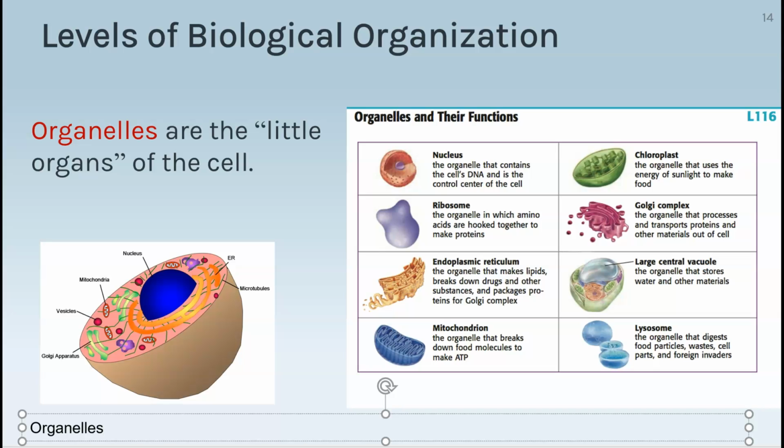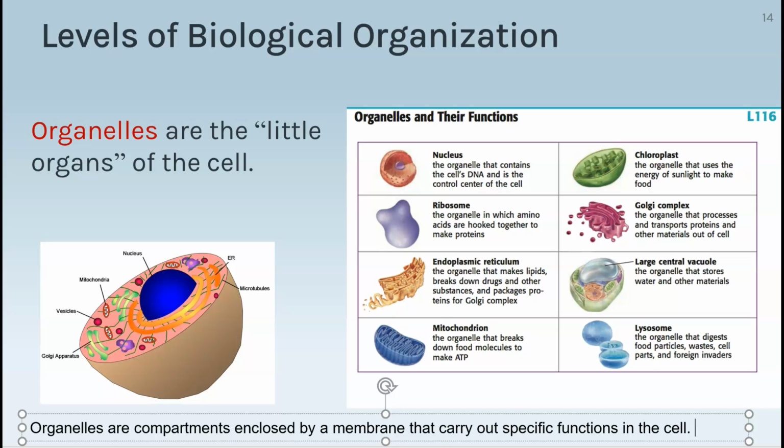So here is a definition. Organelles are compartments enclosed by a membrane that carry out specific functions in the cell. Okay, so organelles are compartments enclosed by a membrane that carry out specific functions in the cell.